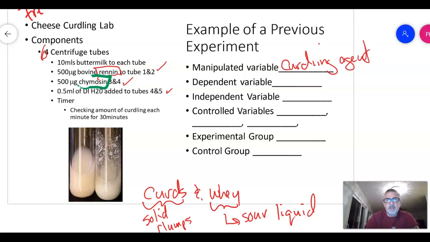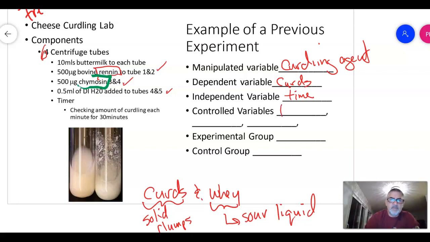So it'd be curdling agent. My dependent variable is going to be the amount of curds. That's what I want to measure. My independent variable is going to be the curdling agent. And then you can talk about controlled variables, things I'm not changing. So what's the same in all the tubes?